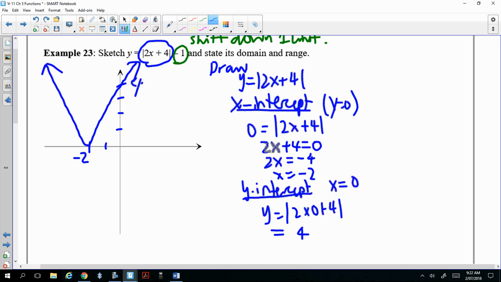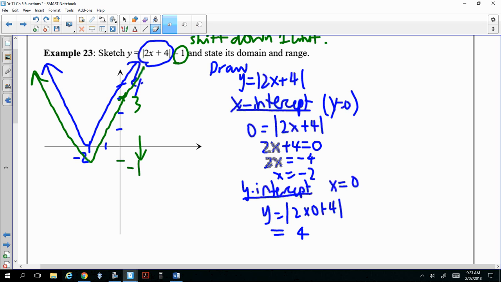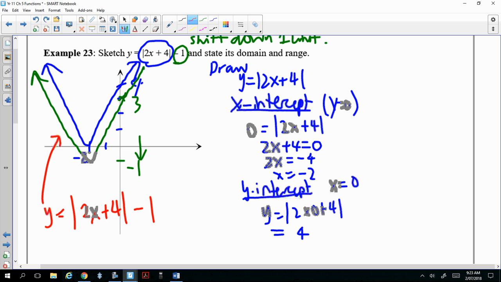And then after that, what you do is you shift down 1 unit. So instead of crossing at 4, you cross at 3. Right? You can draw both, or you should get rid of the other one. Just draw the green one. Or you can draw both. Just indicate this is the one you try to draw. Negative 1. So this is y equal to absolute value of 2x plus 4 minus 1. Okay? So you draw the V shape, and then the minus 1 shifts the graph down 1 unit.